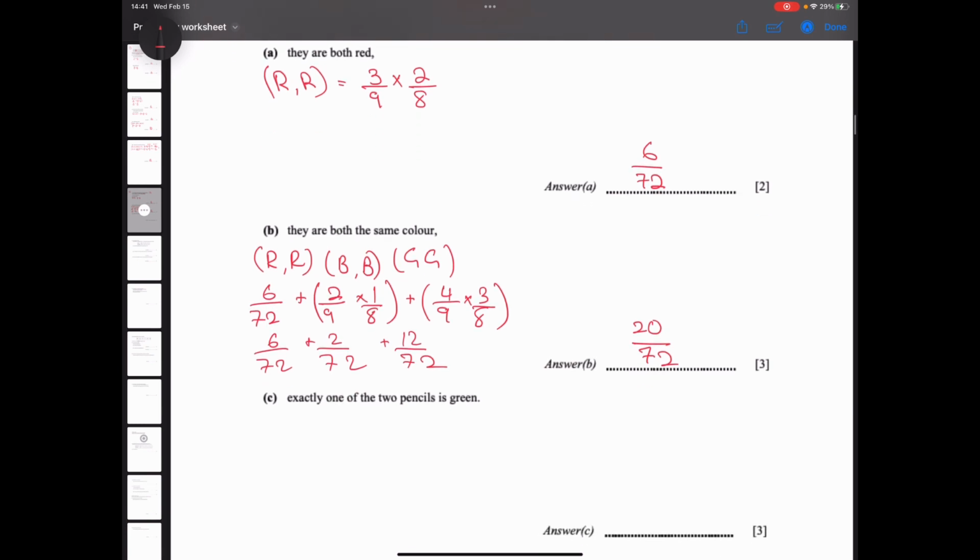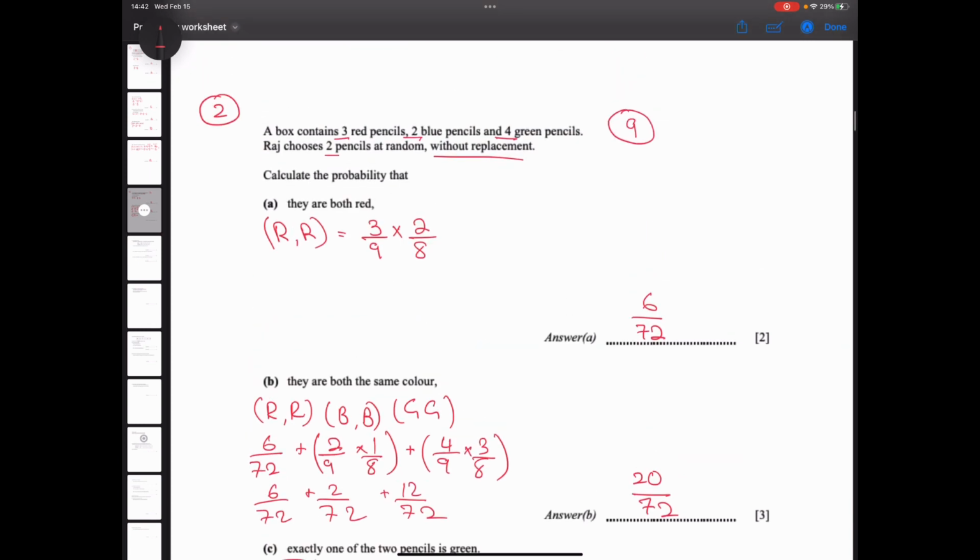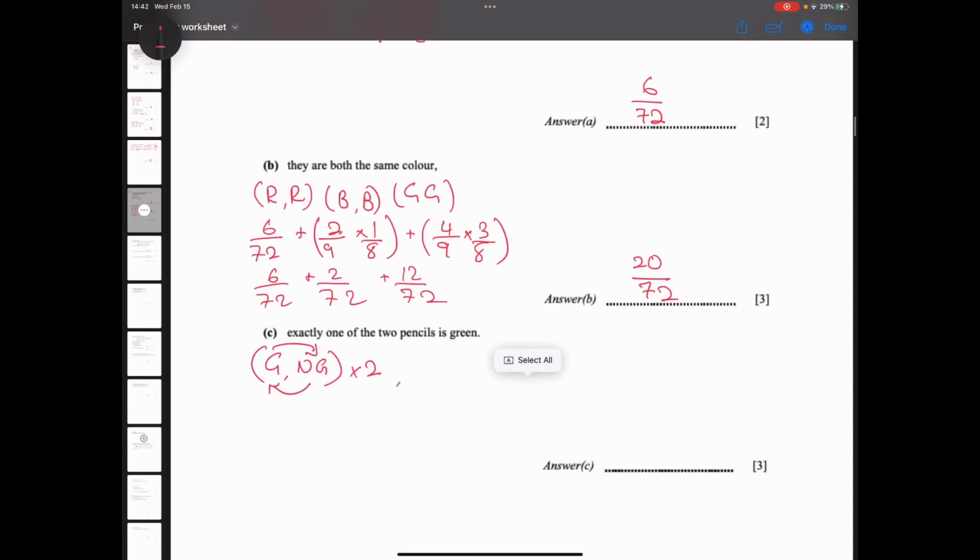Exactly one of the 2 pencils is green. So it can be green and, I'm not going to say green and red or green and blue. No, green and not green. That's a skill that you need to understand or acquire. Times 2, because it can be this way or that way. So the first is green. Back to how many greens? 4 greens. So 4 out of 9.